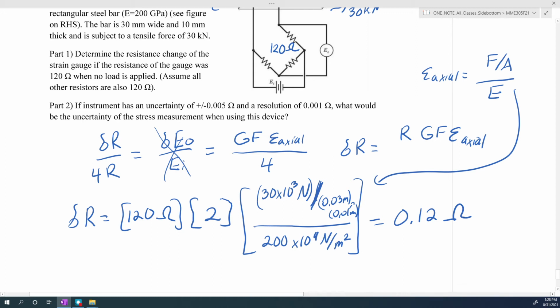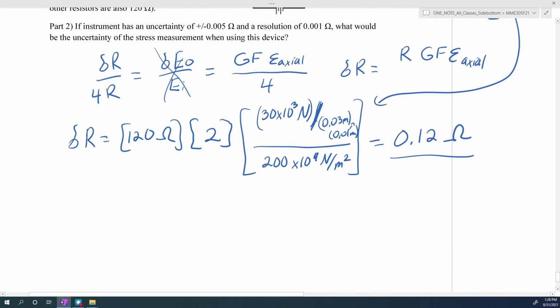Now in the second part of our problem, we're asked to determine the uncertainty in the stress measurement that we could determine using this device. So we're going to rearrange our equation a little bit. We take the same equation we had before, for part 2 here.